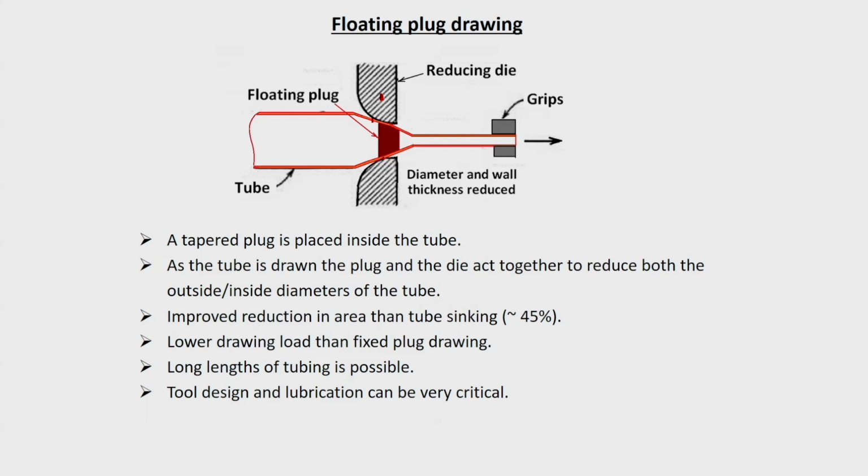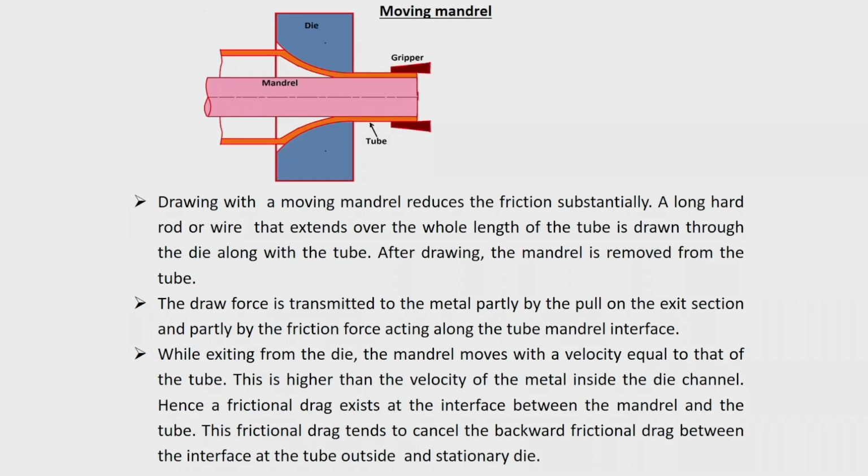So, you need only very little force for the tube drawing operation by using a floating plug, but that also depends upon the surface roughness of your plug as well as the surface roughness of your die, and the type of lubricants you are going to use. So, it is a very complex thing. With a proper design, you can reduce the total force which is necessary for the drawing operation.